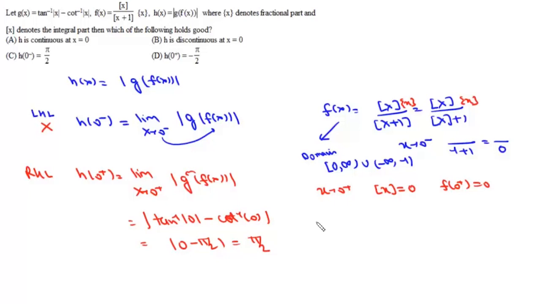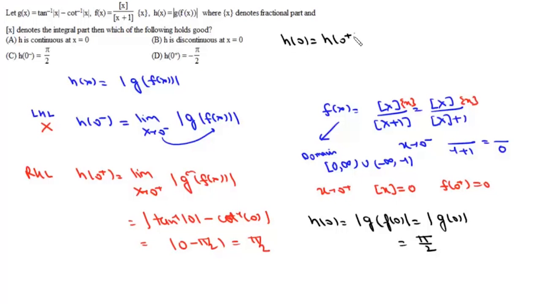Now we'll find value of this function at 0. Now h(0) is g of f(0). Now f(0) is clearly 0, so it will be this g(0), and g(0) is again tan inverse 0 minus cot inverse 0, which is pi by 2. So for this function, h(0) equals h(0 positive), and on the left hand side this function is not defined.